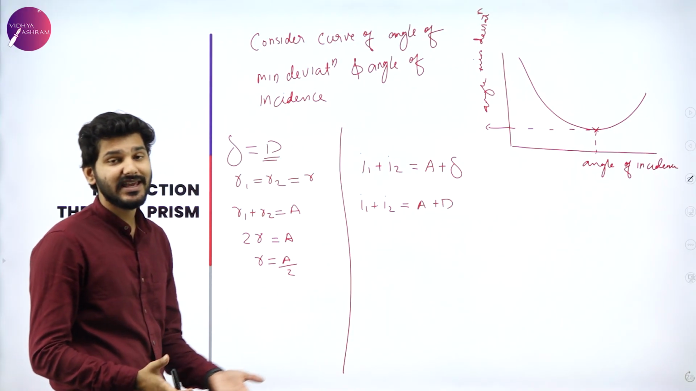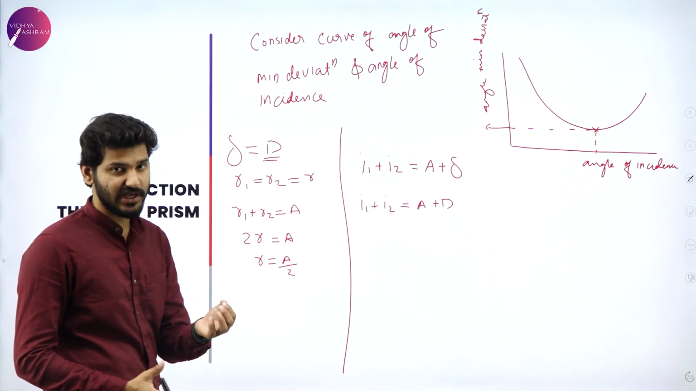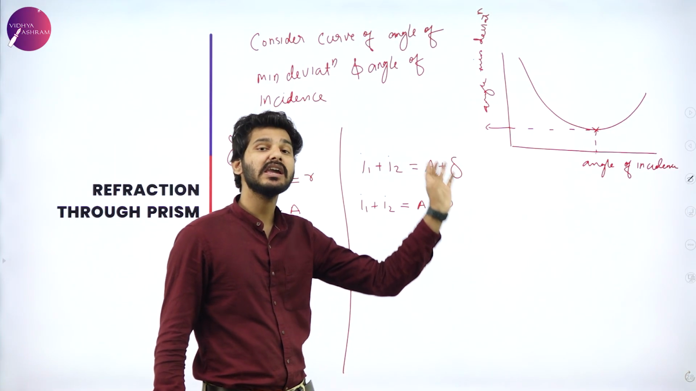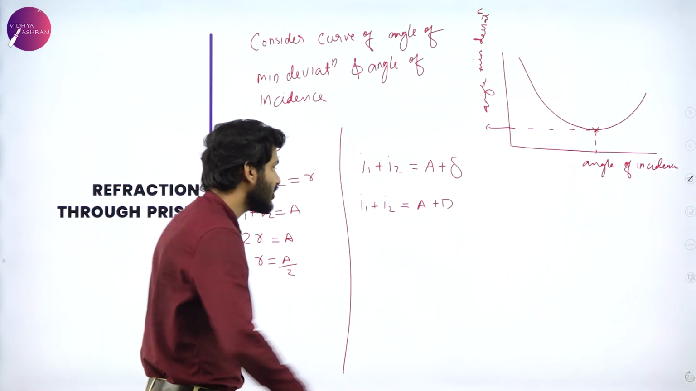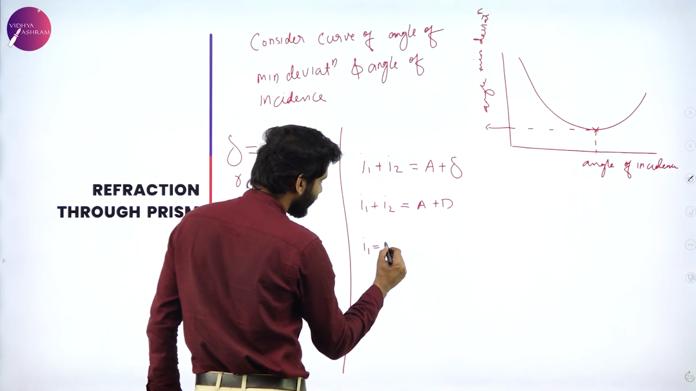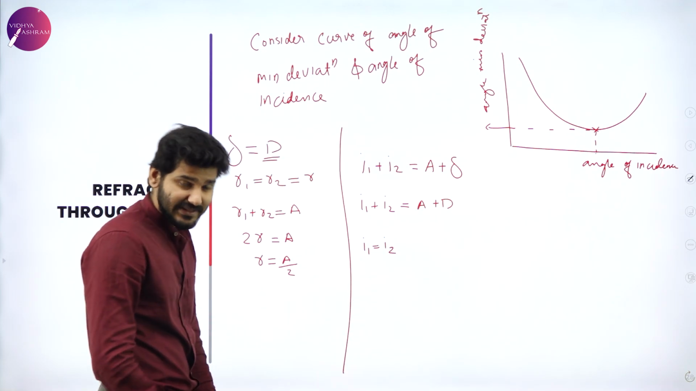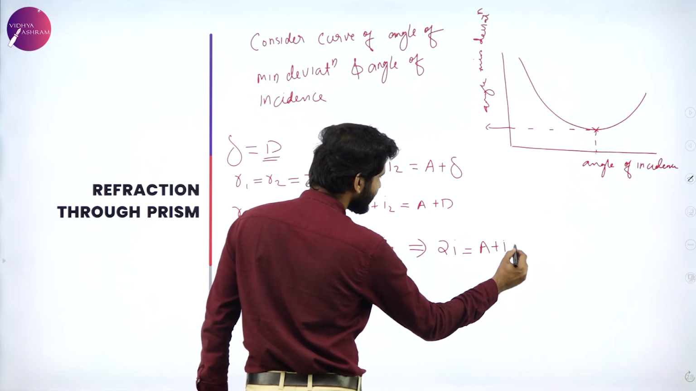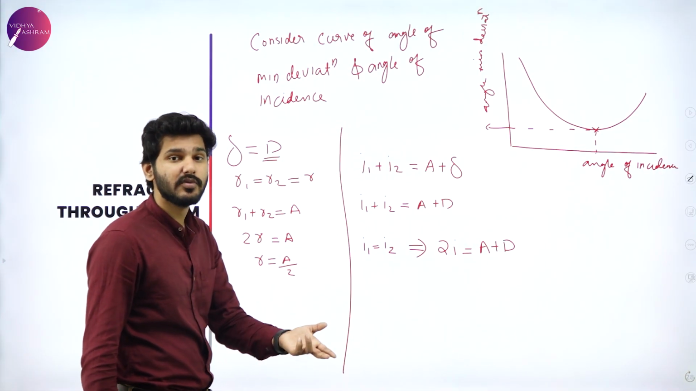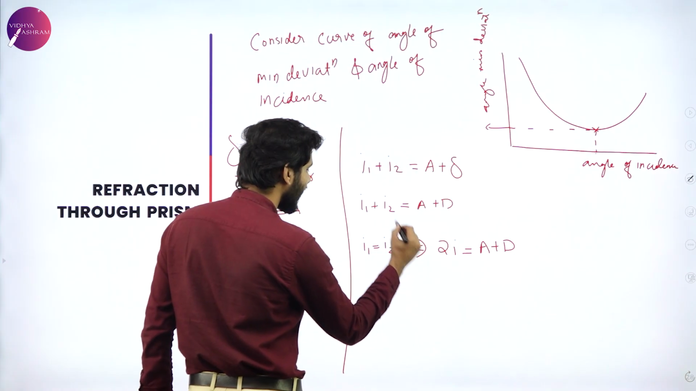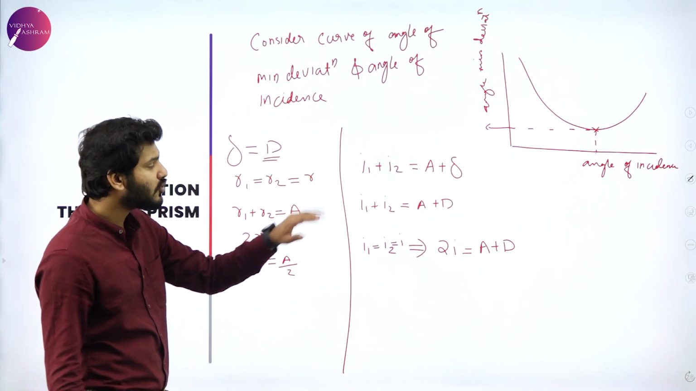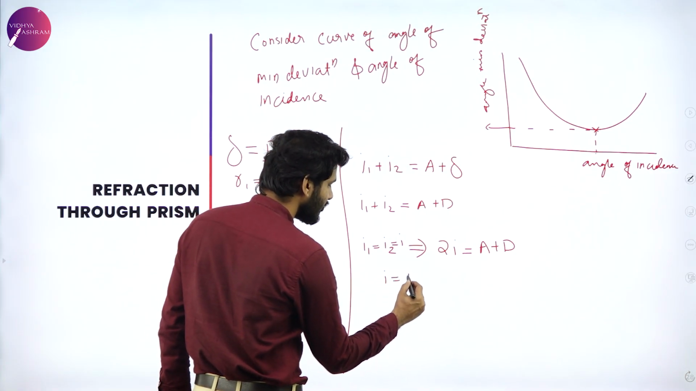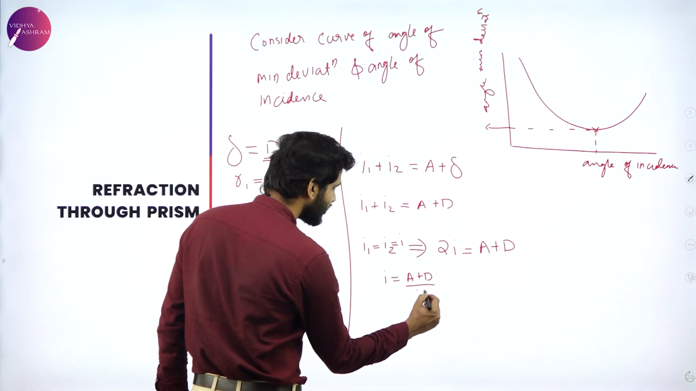Again, remember here D is nothing but angle of minimum deviation. Again, I told you at the point of angle of minimum deviation, I1 will be equal to I2. So when I1 is equal to I2, I can say that 2I will be equal to A plus D. Right, I1 is equal to I2, let's call it I. Then I can simply say that 2I will be equal to A plus D, or simply I will be equal to A plus D by 2.